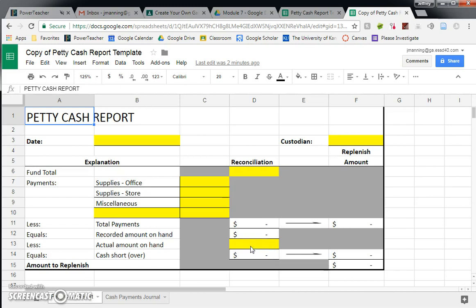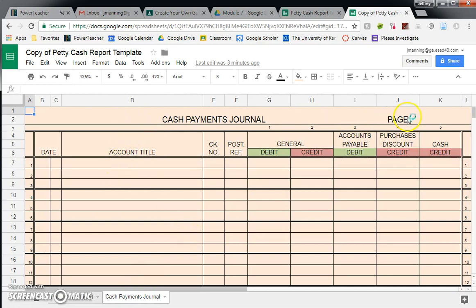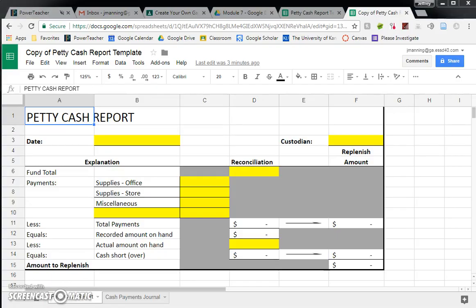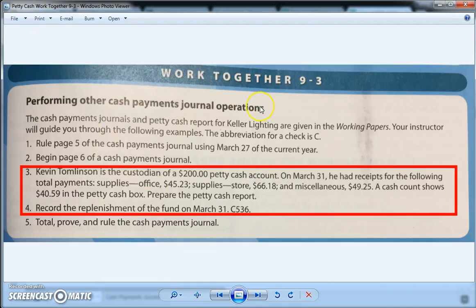So a couple of things that you might want as you are watching this video. You are probably going to want a copy of a petty cash report. This is one that I have created that is in Google Sheets. Along with this document, there is a tab that is a copy for the cash payments journal. You're going to need that as well. And then finally, you might want this photo here. It is a picture of the transaction from the book.